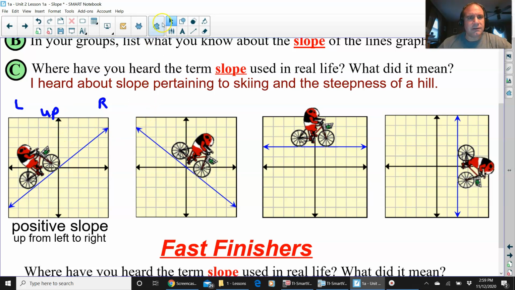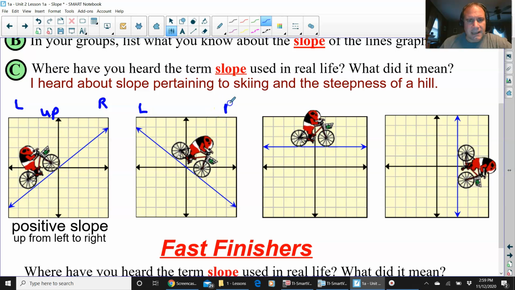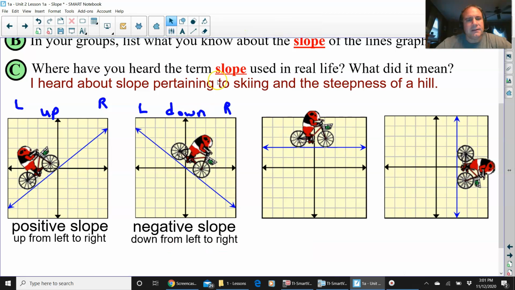So taking another look at this graph, and I'm going to put the L and the R on the top. Is this from left to right? If you read it, does this line go up or does it go down? Look at my pen, going up or down from left to right. If you said down, you are correct. So this is a negative slope, going down from left to right.